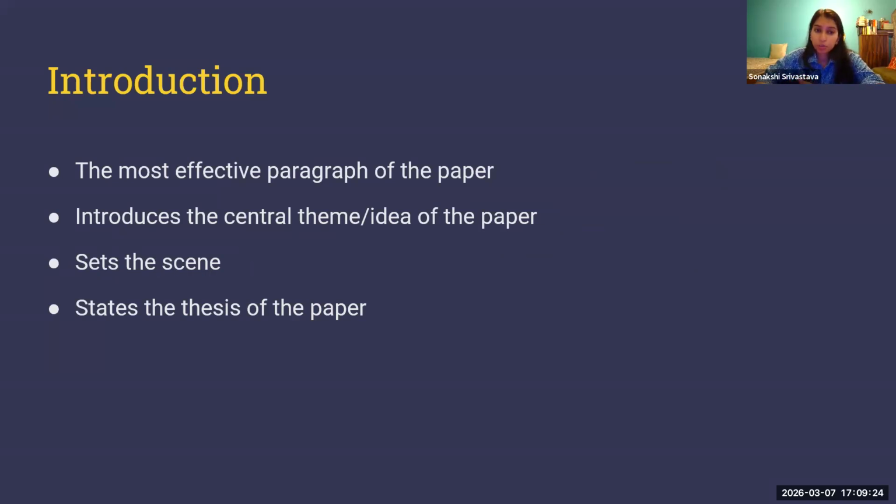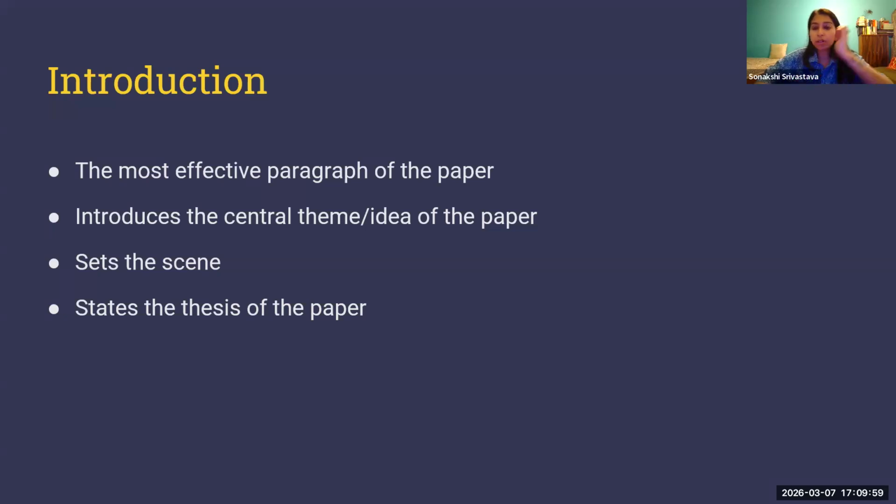What does an introduction do? An introduction introduces the central theme or the idea of your paper. It also sets the scene and it also states the thesis of the paper. And I'm talking in terms of paper, dissertation, anything that you're working on. So, any scholarly text, any scholarly corpus that you're dealing with, your introduction should be effective. It should introduce the central theme or idea of the paper, set the scene, and state the thesis of the paper.